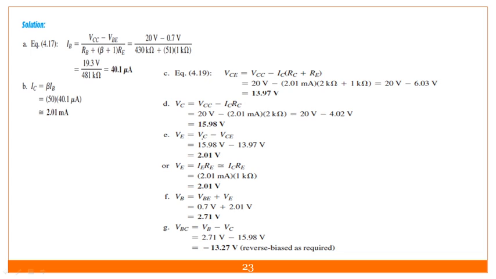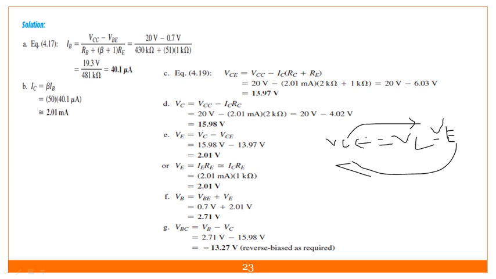Then what about VE? VE is how much? We calculate by the same thing. VCE is equal to VC minus VE. So from this, VE is equal to what? If I shift this to this side, this will become plus, and this is nothing but VC minus VCE. So VE is equal to VC minus VCE. VC is how much? 15.98, and VCE is how much? We have calculated 13.97. If I subtract, I will get VE is equal to 2.01 volt over here.